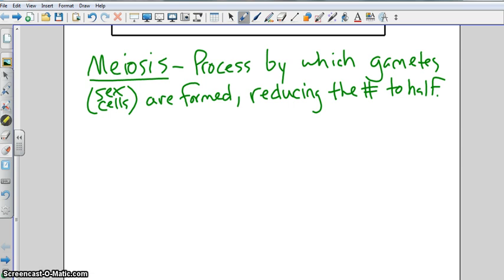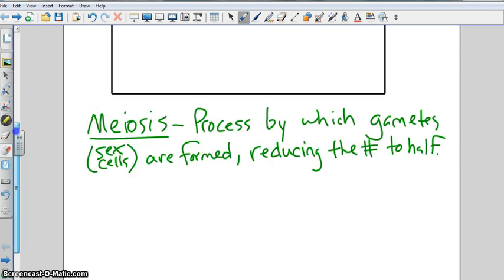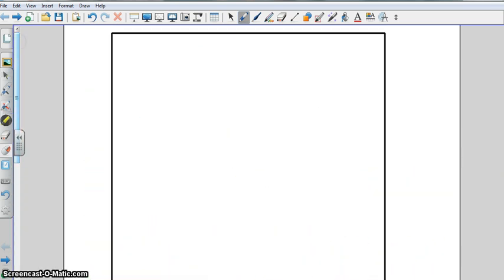Now, the way this is going to work is on your paper, you've got different blocks, and they're all numbered. There's a lot more steps to meiosis than there are to what we just got done with, mitosis. So I've got a block up here, and you're just going to follow along with me. We're going to start up in the very top left-hand corner. This is going to be the first step.